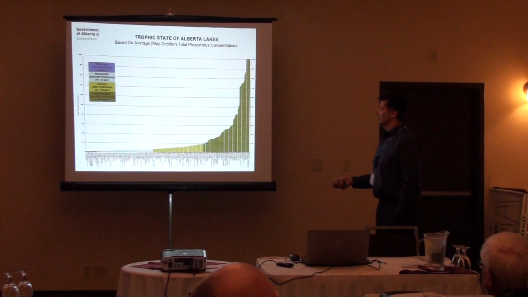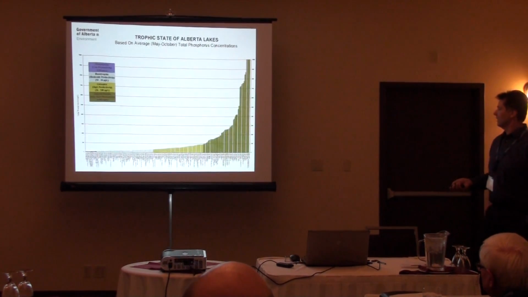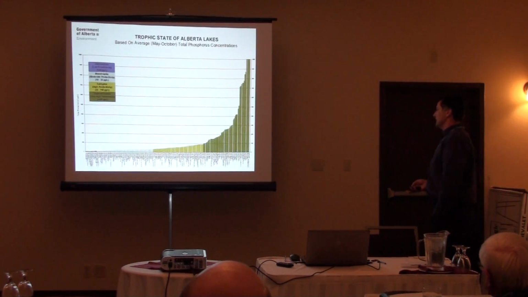We do have a few gems. These tend to be in that foothills region and upper alpine area, but we do have some good quality lakes in the province as well. These are the mesotrophic lakes. This would be the clear water lakes like Sylvan Lake, for instance.